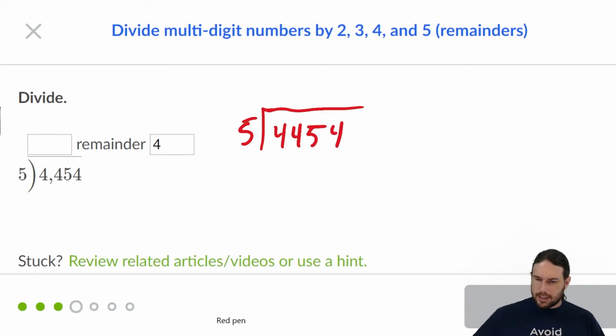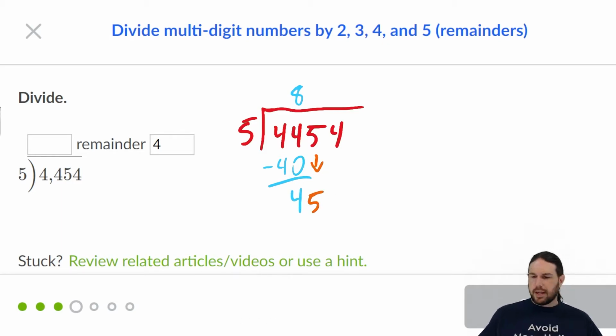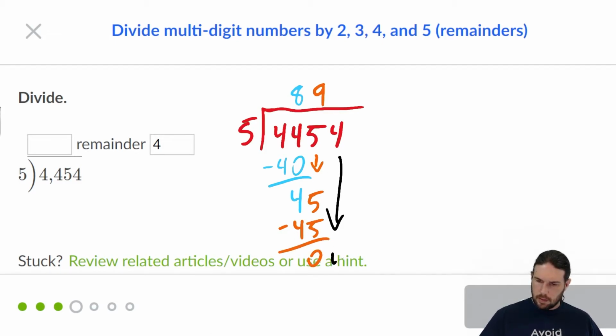All right, let's see here. 5 goes into 44 8 times. We're going to subtract the 40. We end up with 45. 5 times 9 is 45. So we're left with 0. 5 doesn't go into 4 at all, so that would be a 0, right? We do still put the 0 up there just because the 5 doesn't go into 4. I mean, this is 890, not 89. And as promised, we have a remainder of 4.